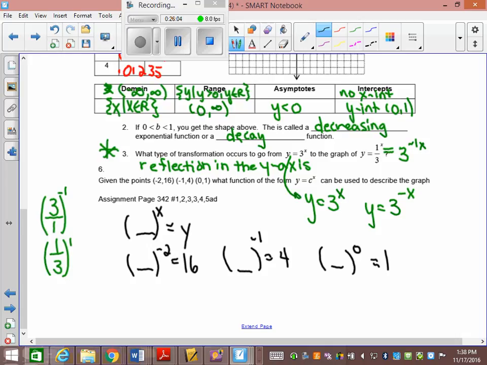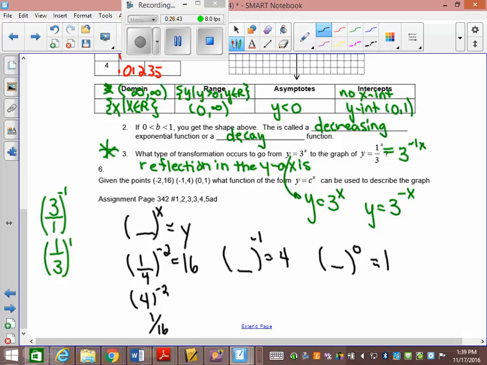This one's not a real giveaway. Anything to the 0 is 1. It's more these two that are going to help. What base could I put in here that would get me 16 and 4? Let's try 2. 2 to the -2 is actually a fourth. So that's a problem. What about 3, 4, 5? What do you think it should be? Yeah, a quarter. Some people will tell me it's 4. 4 to the -2 is 1 over 16. So 4 gets me the answer, but not the right way.